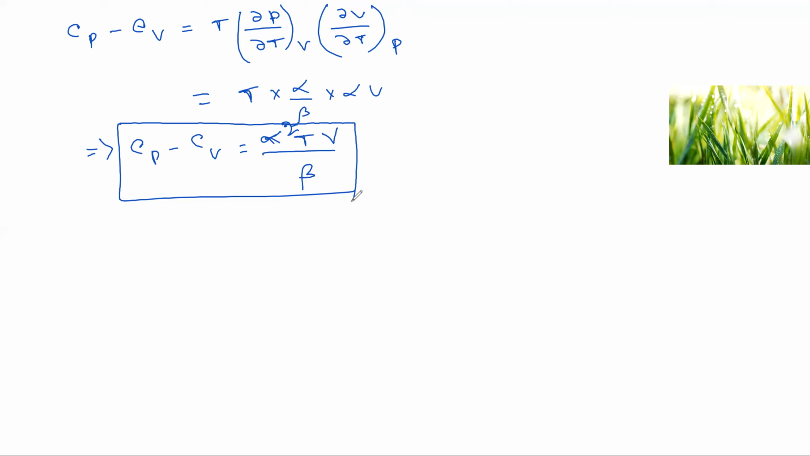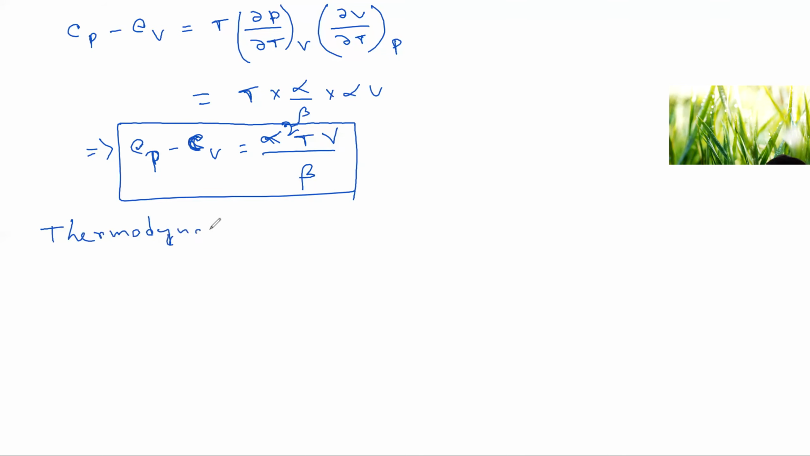This is a very important mathematical expression in thermodynamics, so please practice doing this. Okay, and we use this relation in many cases, so we have to remember this relation. So we have finished Cp minus Cv for ideal gas, real gas, for water at 4 degrees, and finally in terms of alpha and beta. So before I finish, I would like to discuss a small thing, that is the thermodynamic equation of state.